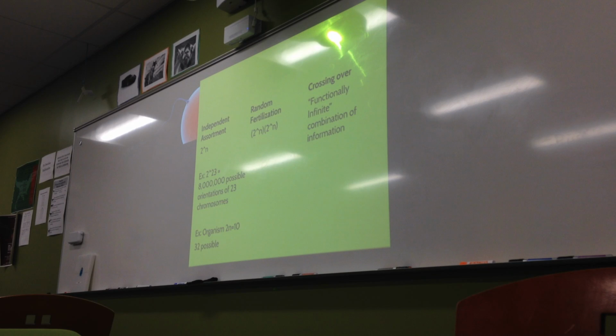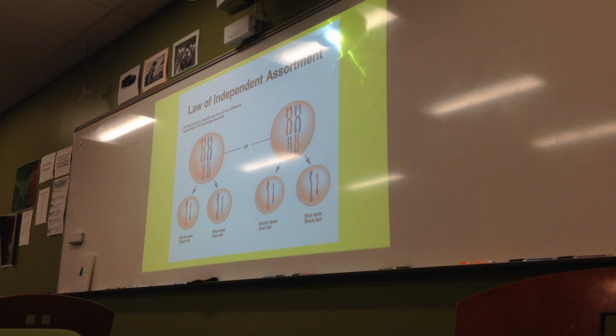Okay. A random fertilization, you probably won't have to do that one, but our crossing over, we have functionally infinite combinations of information because they can cross over at any point with any gene on the chromosome.